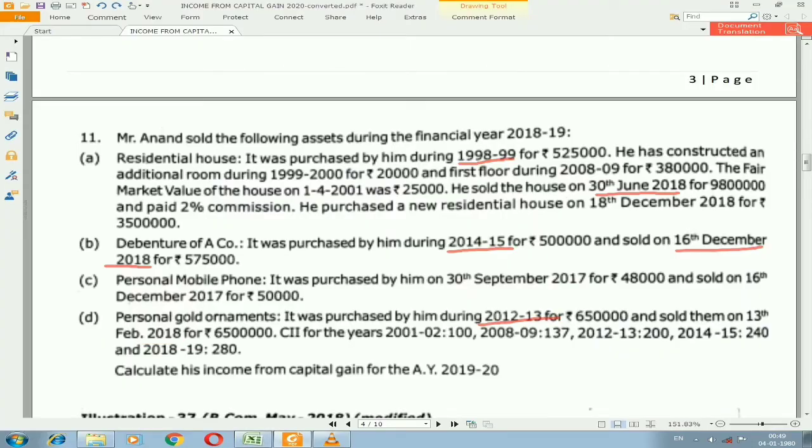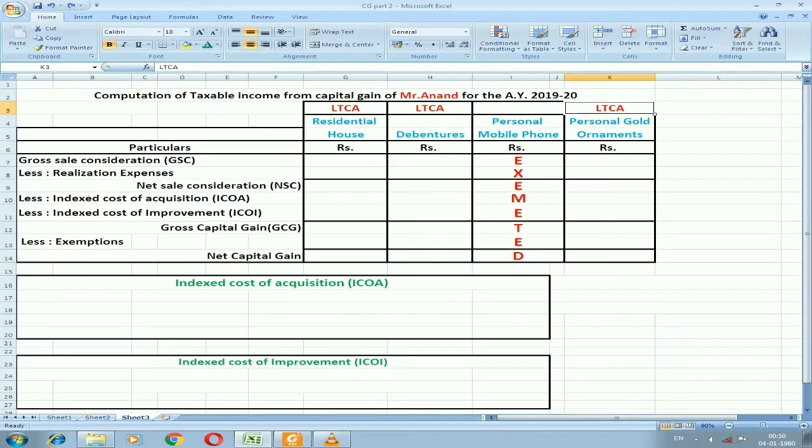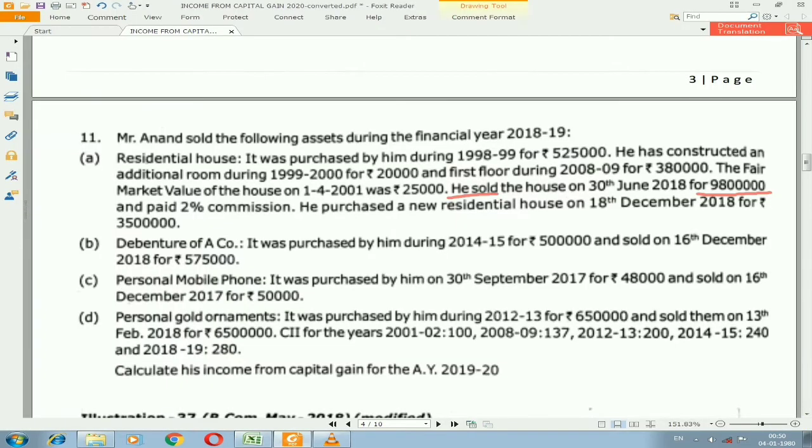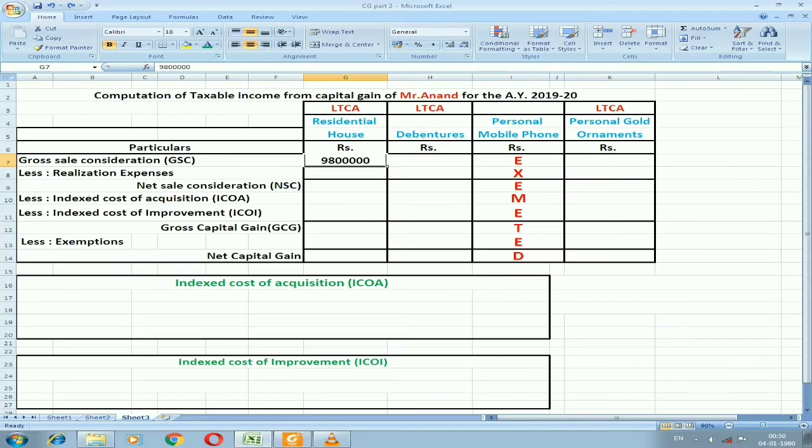Let us start by solving each asset. So first is a residential house. Let us take the sale value first. Sale is 98 lakhs. Then we need to take realization expenses. We have an expenditure on the sale. They have paid 2% commission. So you need to take 98 lakh into 2%. We will get an amount of rupees 1,96,000. After deducting that, we will get net sale consideration 96,04,000.